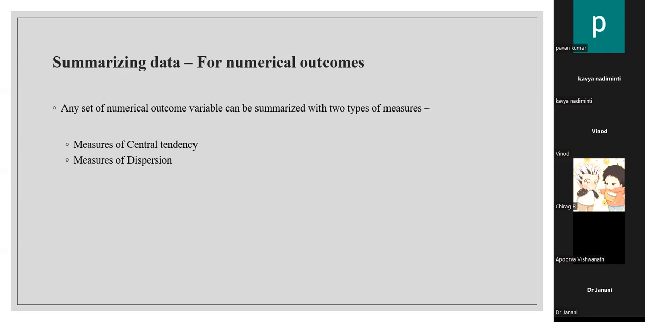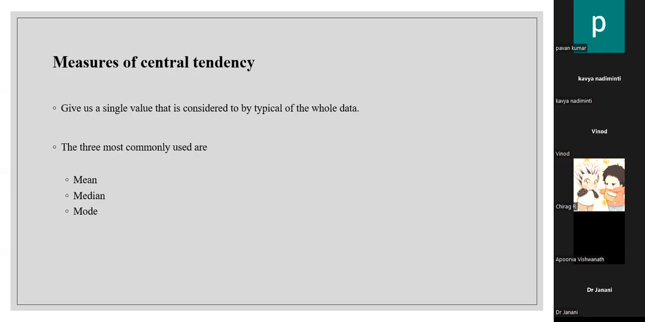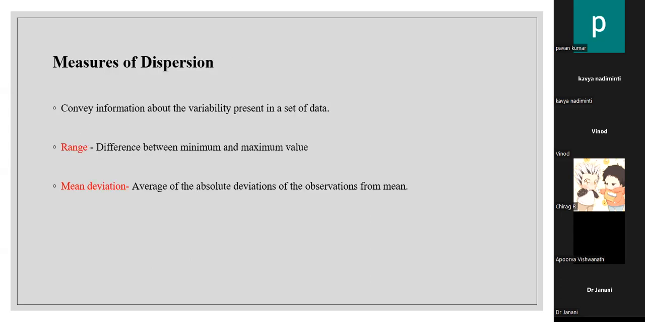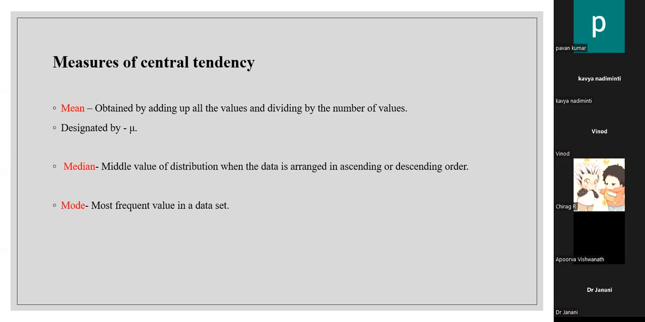Summarizing the data, any set of numerical outcome variables can be summarized with two types of measures, which include measures of central tendency and measures of dispersion. The most commonly used measures of central tendency are mean, median, and mode. Mean is obtained by adding all the values and dividing by the number of values, and median is the middle value of a distribution after arranging in ascending or descending order, and the mode is the most frequent value in the data set. And here you must understand what is parametric data and non-parametric data.